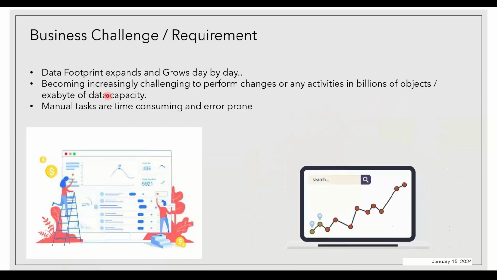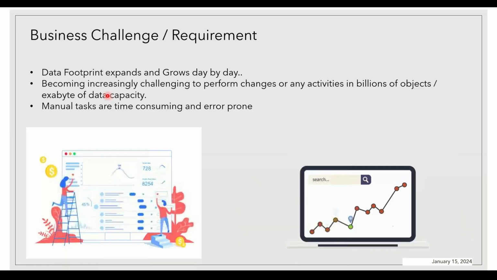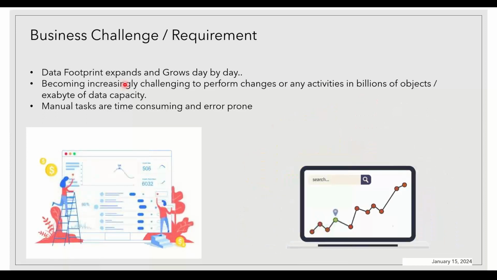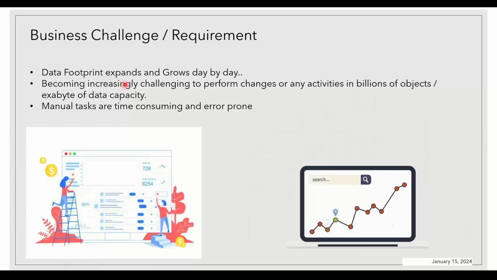Like if you want to restore a set of files, any batch activities that you are performing, if it is at very small scale, then you can handle it manually. But when you have billions of objects and exabytes of capacity, you cannot do it manually. If you're doing it manually, it is very time-consuming and also error-prone. Humans make mistakes. So manual tasks are not a good solution for doing a bulk operation like a batch operation. I'll show you how exactly you can overcome these challenges.